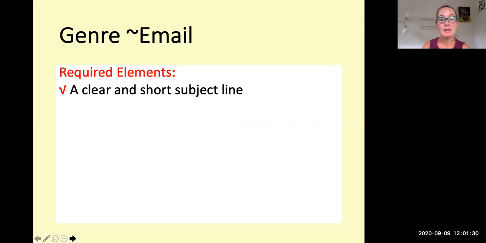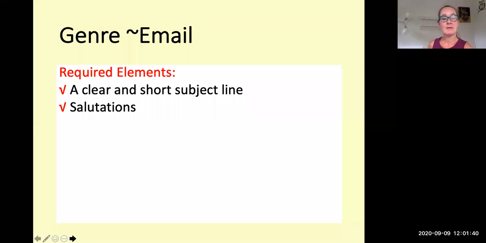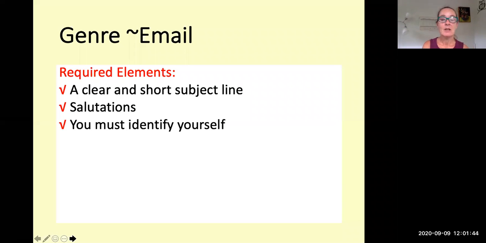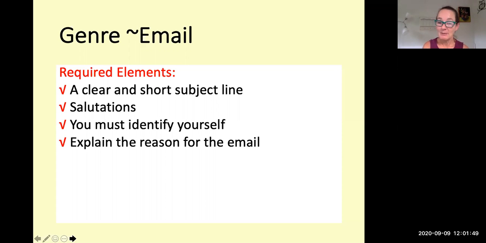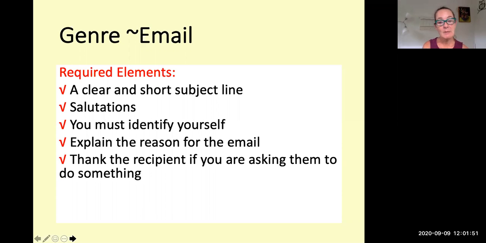Number 1, a clear and short subject line. And in fact, a key to that is, if you're writing to a professor, saying what class you're in and what the email is about. Salutations, saying hello. Identifying yourself. Explaining the reason for the email. Thanking the recipient if you are asking them to do something, and offering a proper send-off.